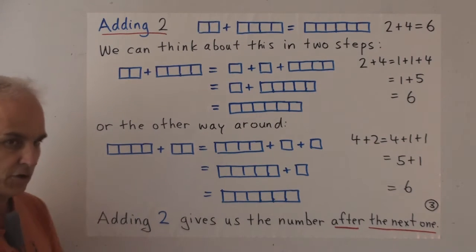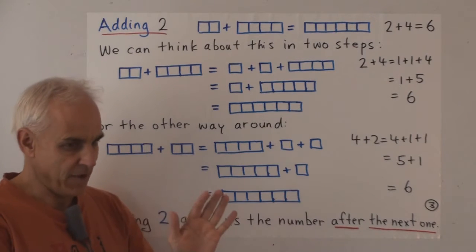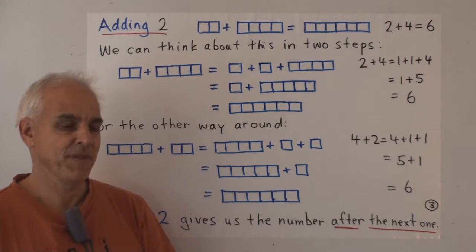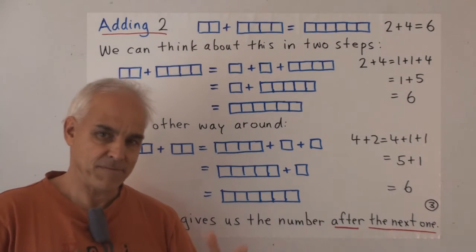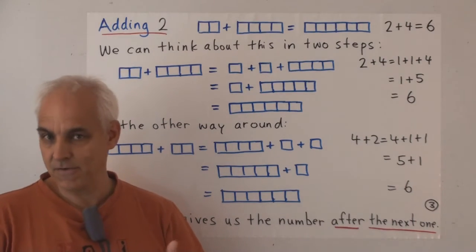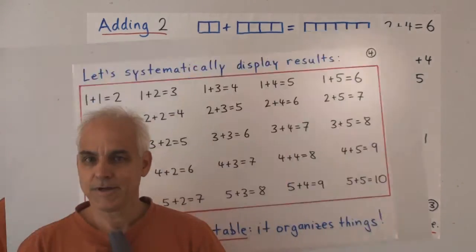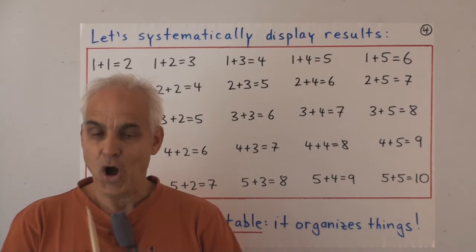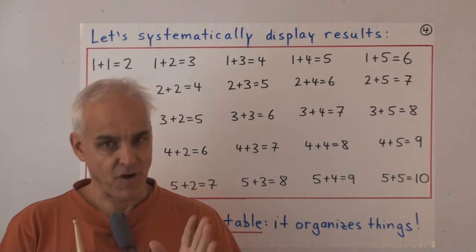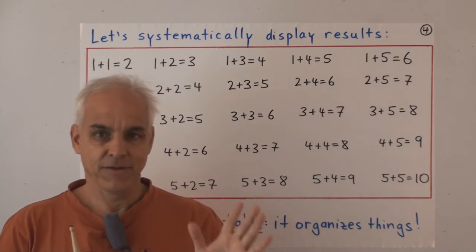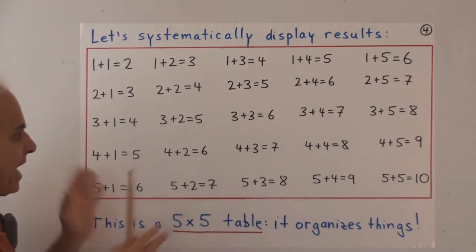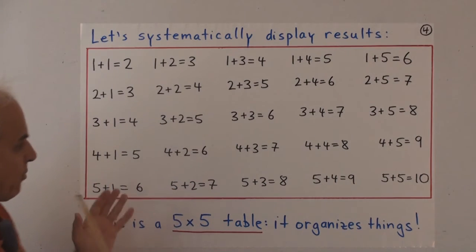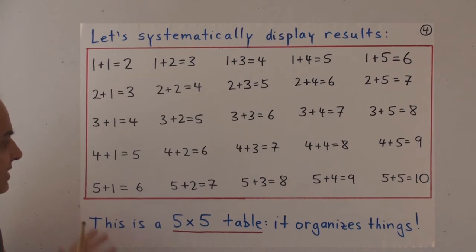So first we learn how to add 1. Then we add 2, then we extend to adding 3, 4, and 5. So let's organize all the additions involving the numbers 1 through 5 in a table, which makes it somewhat easier to see the pattern.